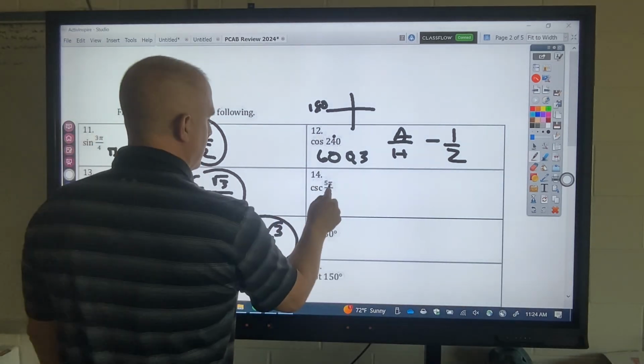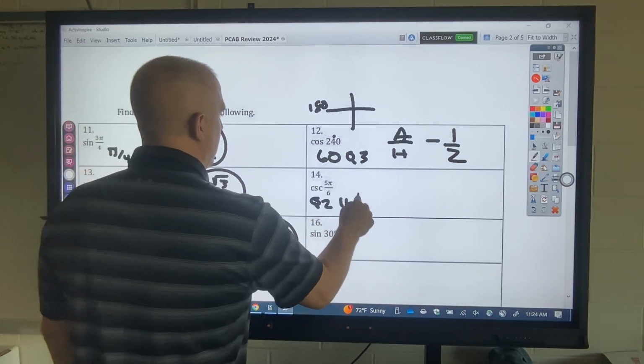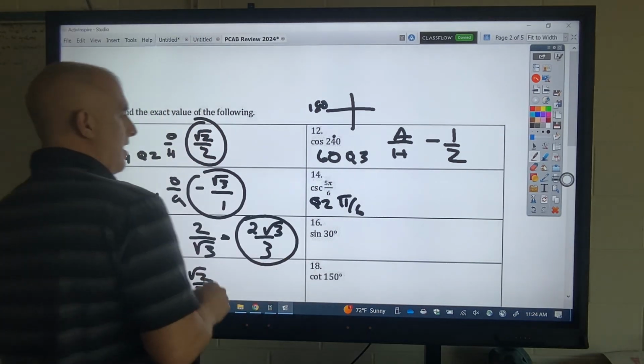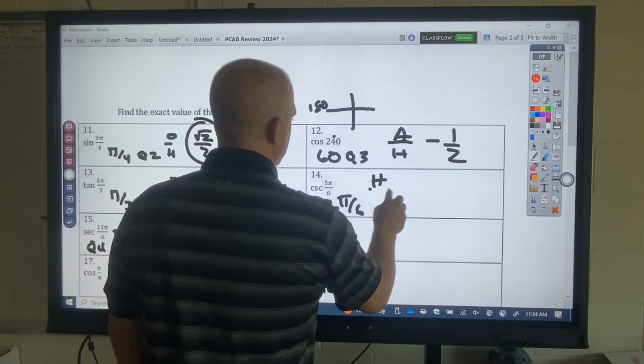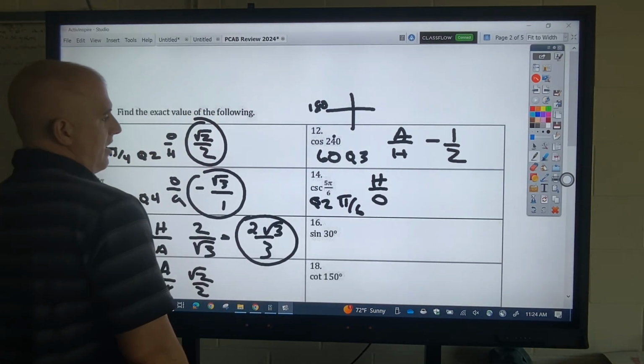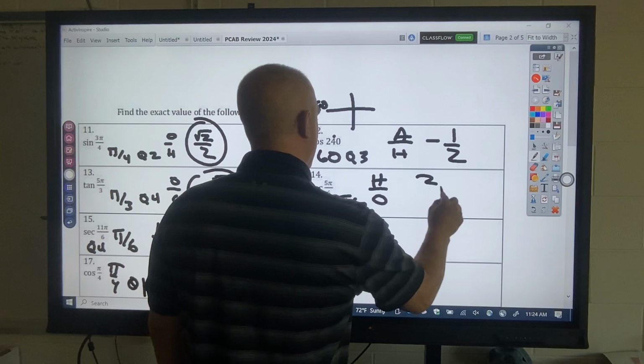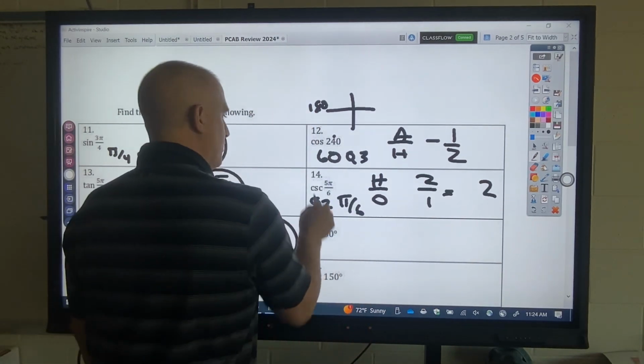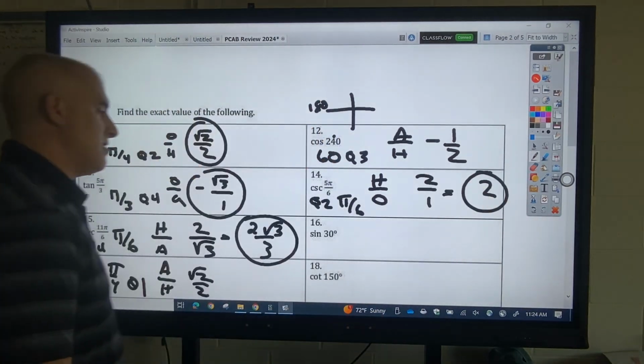Okay, cosecant, that's in quadrant 2, pi over 6, which is the 30-degree triangle, okay? That's H over O, okay? All right, so I got 2 over 1, which would be 2, and since it's quadrant 2, that's going to be positive, I will leave that there.